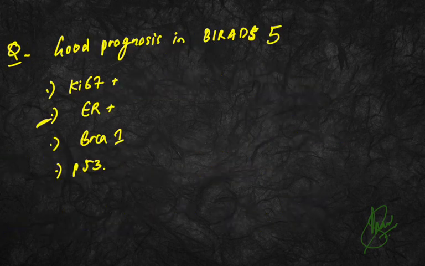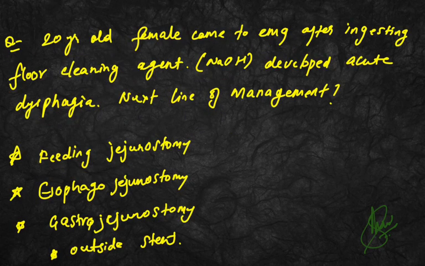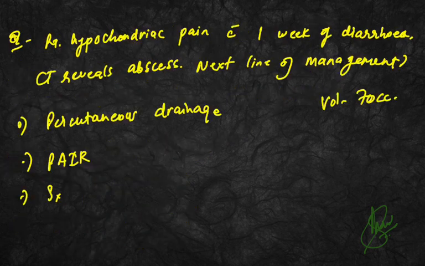Now, good prognosis if the patient is in the biomarker option shown. Out of which is the good prognosis? Ki67, BRCA1 and P53 are poor prognosis. So ER positive is a good prognosis. A 20-year-old female came to the emergency after ingesting a floor cleaning agent, caustic soda, NaOH, and developed acute dysphagia. Next line of management will be feeding jejunostomy, and later on any stenting or dilatation can be attempted after resolving the edema. So first, for enteral nutrition, feeding jejunostomy is to be done.